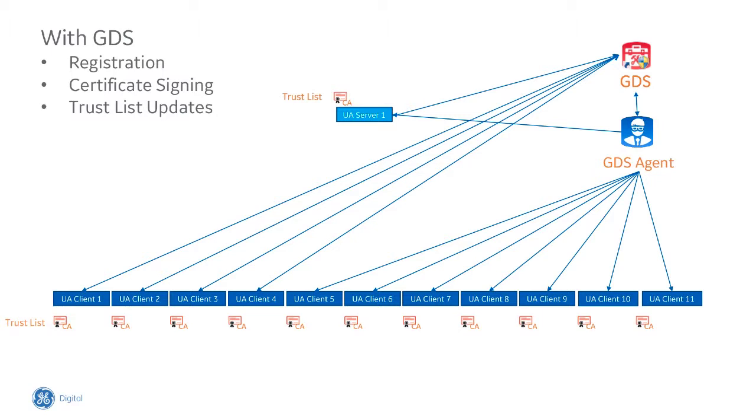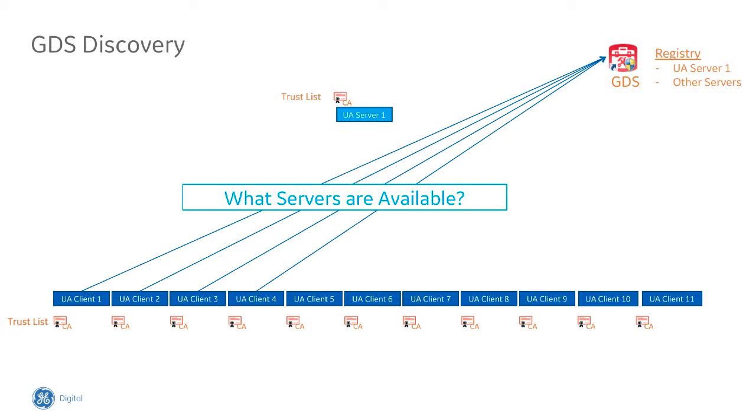So that's just a quick introduction. I won't go too deep into that. And of course, as I mentioned, it becomes a discovery server as well, where clients can go out and find all the servers on the network that have registered and connect to them.